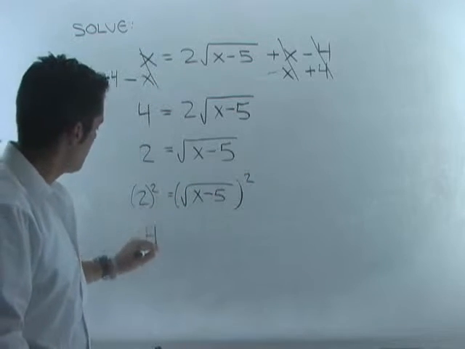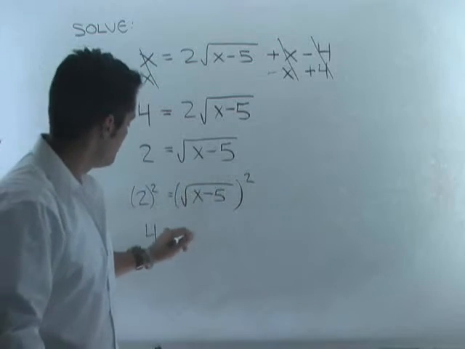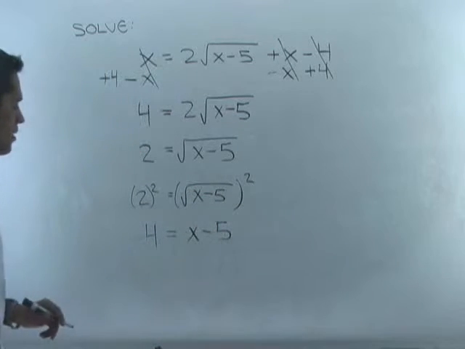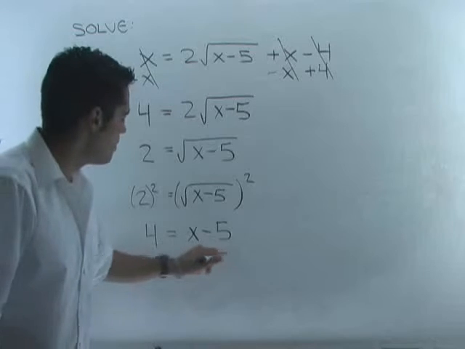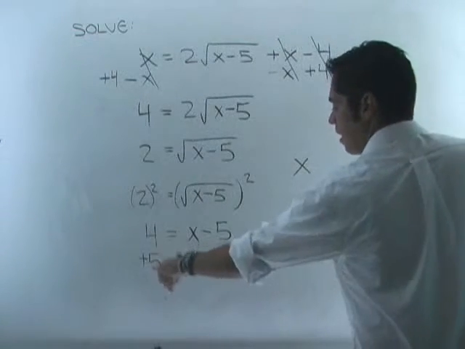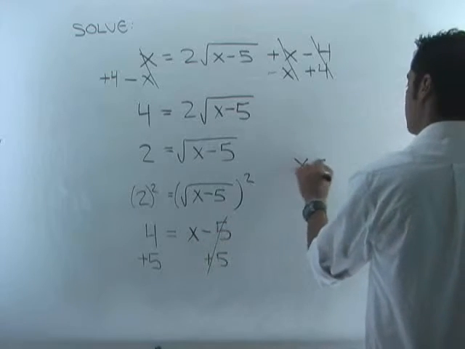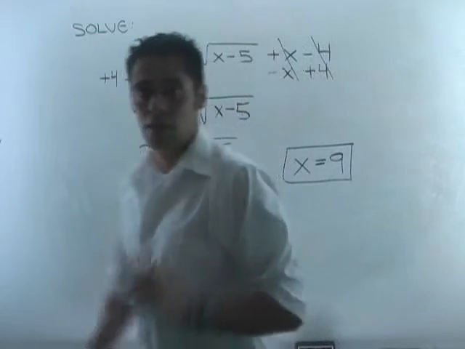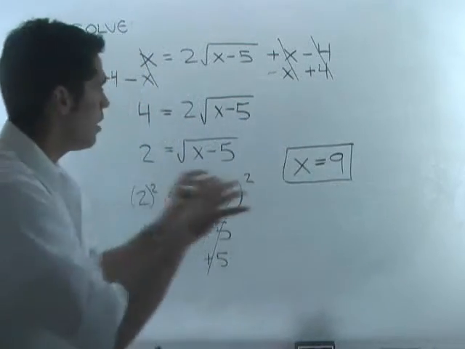This over here becomes 4. This side, remember the squaring the square root makes it go away. So I'm left with just x minus 5. And now just add 5 to both sides, and you get your solution. This side is 9, this side is just x, so x is equal to 9. Now of course you need to take that answer, go back to the original equation, plug it in, and check it.